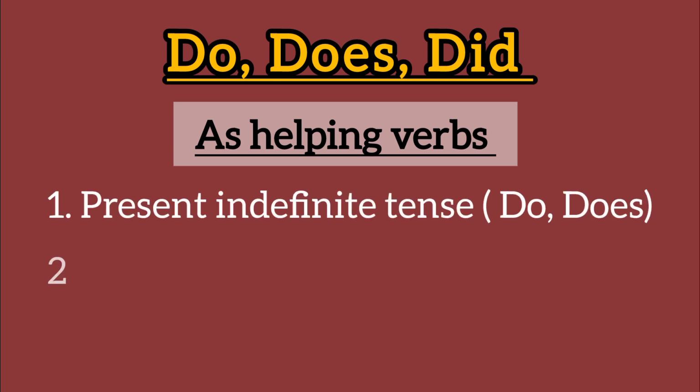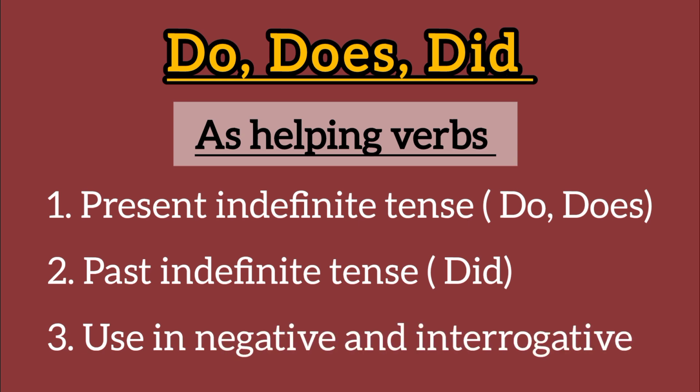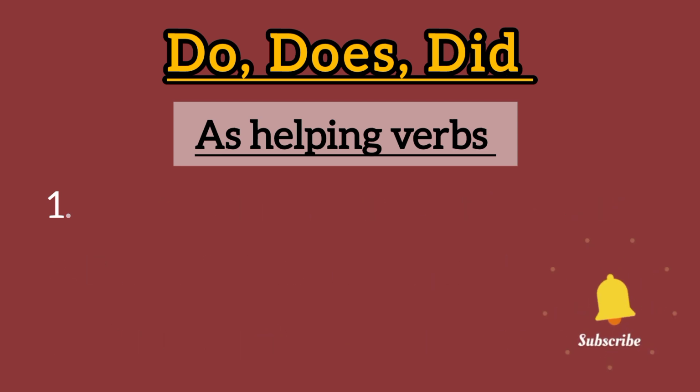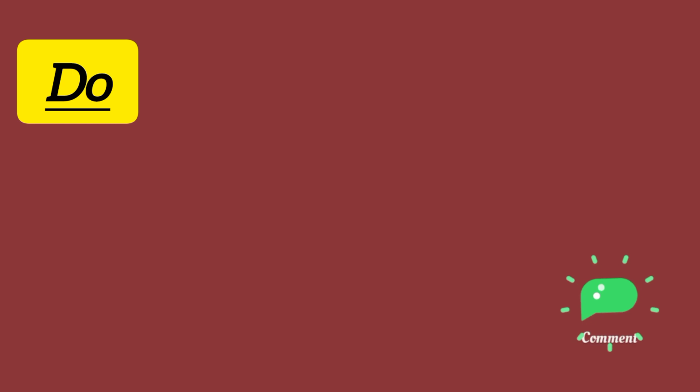Do and does are used in present indefinite tense as a helping verb. Did is used in the past indefinite tense as a helping verb. We also use do, does, and did for negative or interrogative sentences. When we are going to make negative or interrogative sentences, we use do, does, and did.